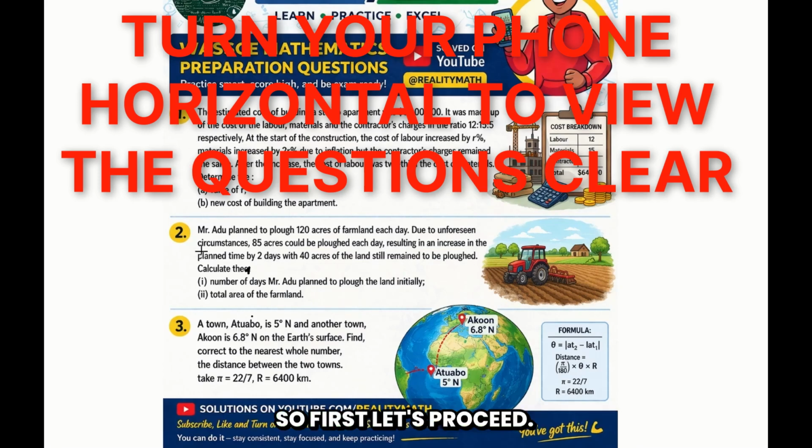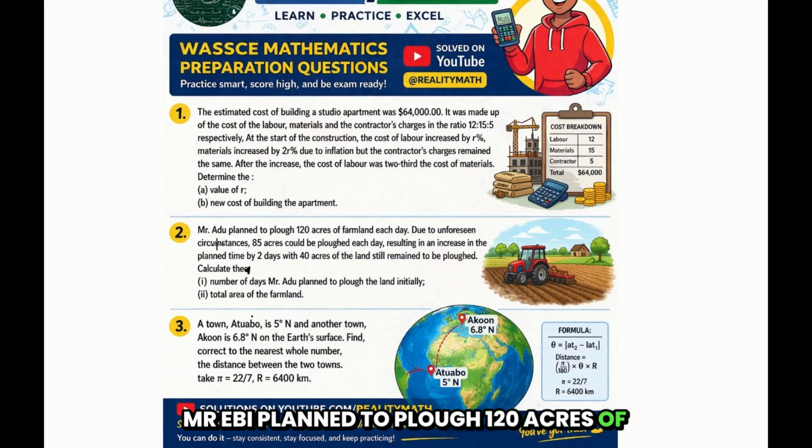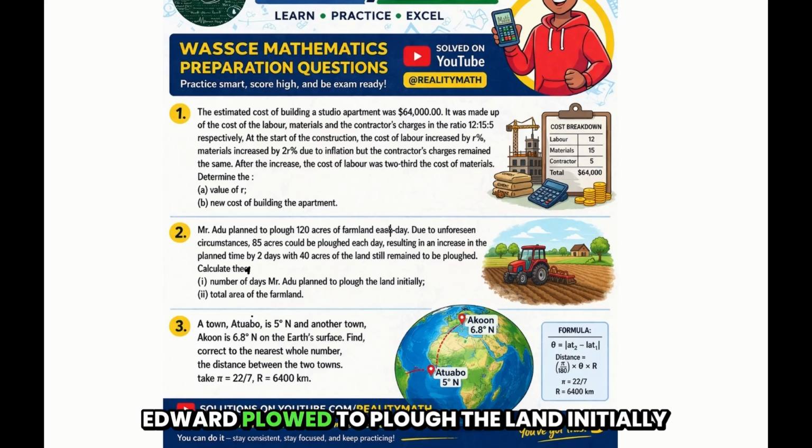So first, let's proceed. Mr. Edu plans to plow 120 acres of farmland each day. Due to unforeseen circumstances, 85 acres could be plowed each day, resulting in an increase in the plant time by 2 days, with 40 acres of the land still remaining to be plowed. Calculate: 1, the number of days Mr. Edu planned to plow the land initially; 2, the total area of the farmland.